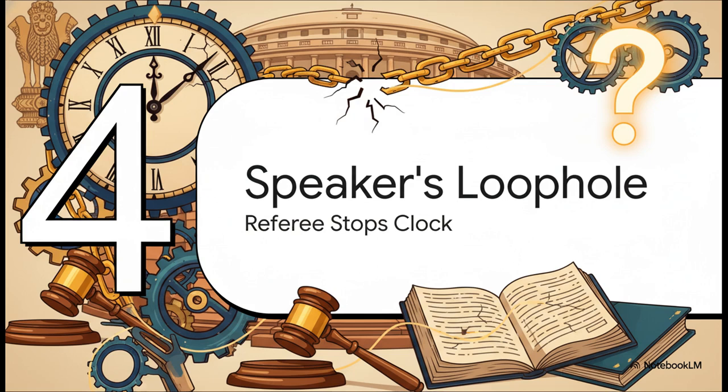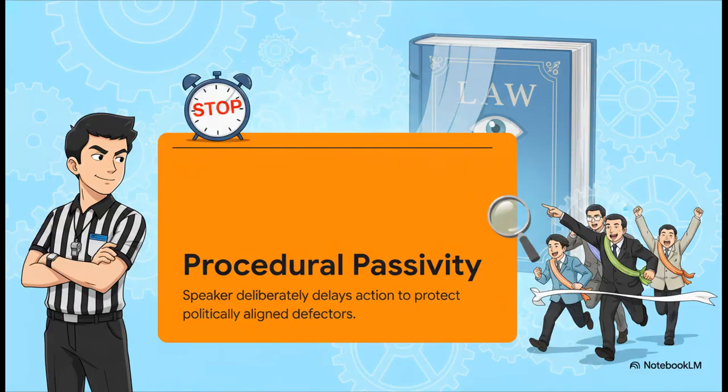Part 4, the speaker's loophole, or as I like to call it, the referee who stops the clock. India's strict system has a pretty fatal design flaw. Under this law, the final authority to decide if a member gets disqualified is the Speaker of the House. But what happens if the Speaker just refuses to do anything? We call this procedural passivity.